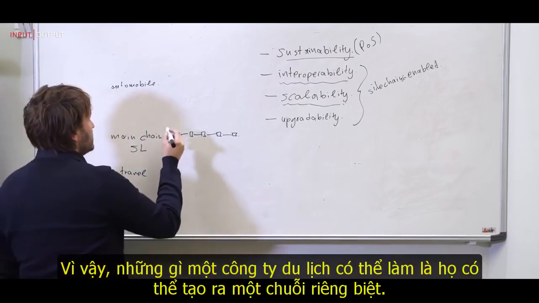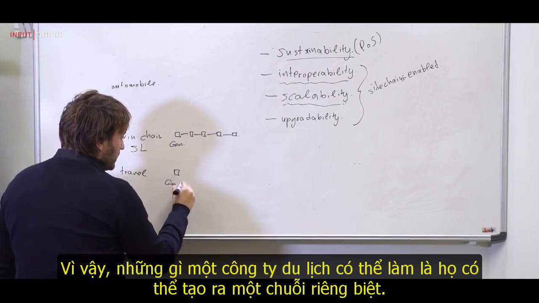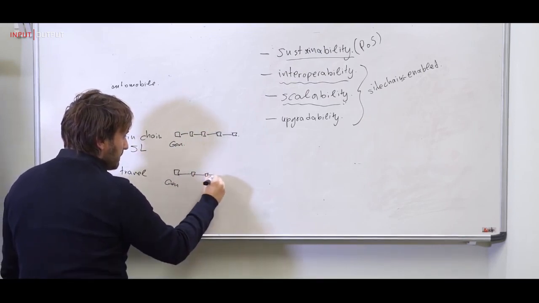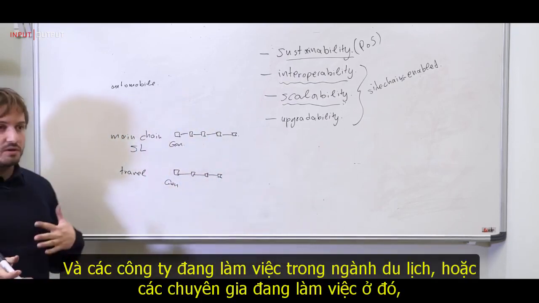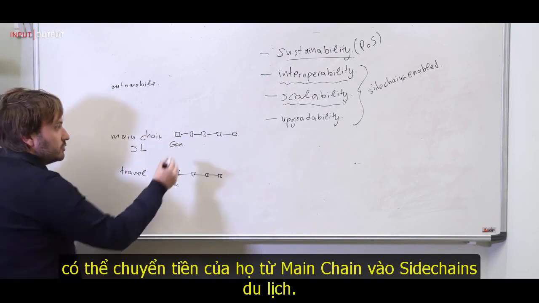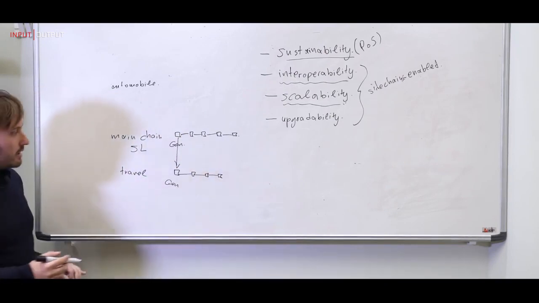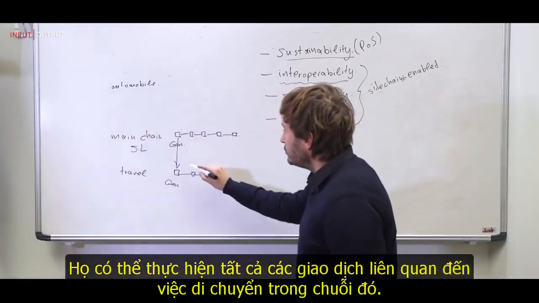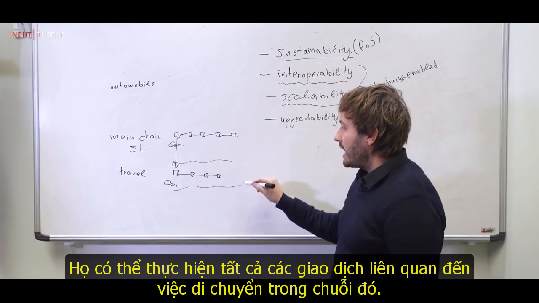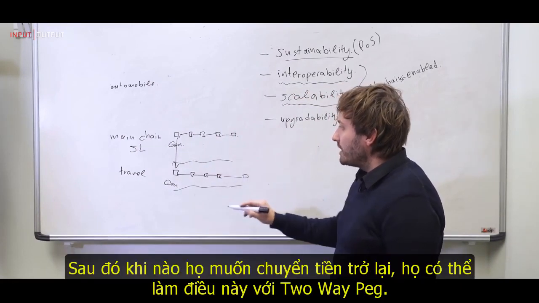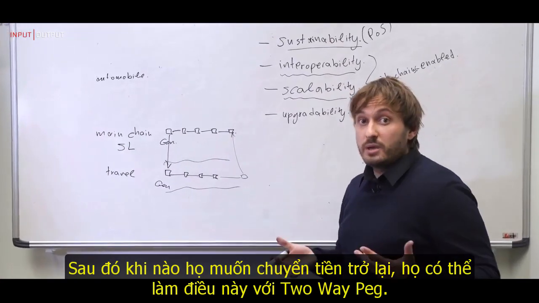So what a travel company could do is create a separate chain, and then the companies that are working in the travel industry or the professionals that are working there could move their money from the main chain into the travel industry chain, and then they could do all the transactions that pertain to travel within that chain. And then whenever they want to move money back, they can do this with a two-way peg.